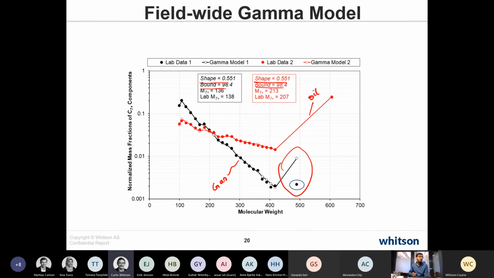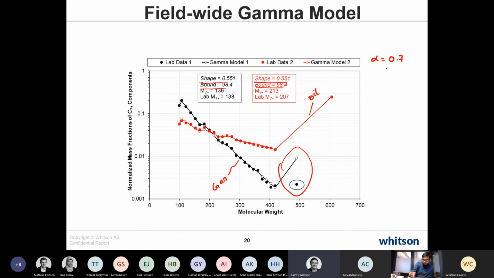Curtis? Yeah, I think we have to put this in the context of people not having software that actually allows you to do the gamma modeling, the fitting of the GC data to the gamma model. There's really not any software other than the one that we use that allows you to do that. And we need to respect that when we answer this question.